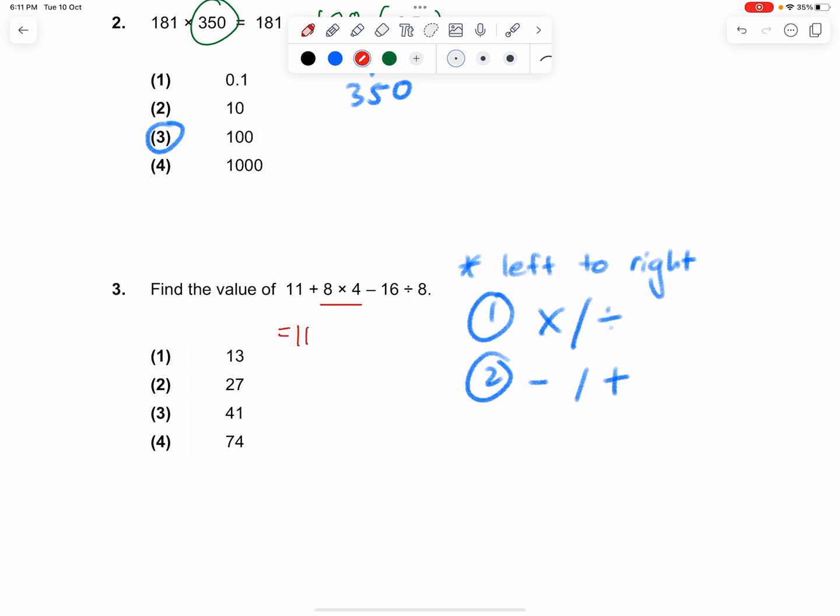So 11 plus 8 times 4 is 32, minus 16 divided by 8. The next one we do from left to right would be your division. That will be 11 plus 32 minus 2, because 16 divided by 8 is 2. Then from left to right, because plus and minus are of equivalent importance, we can do it normally. So 11 plus 32 is 43, minus 2, the answer would be 41. Therefore your answer is 3.